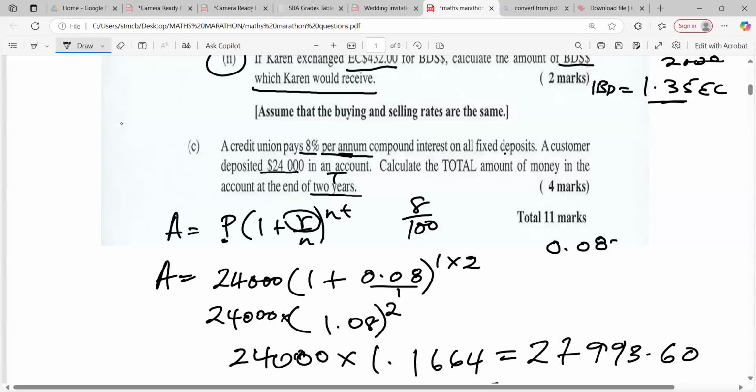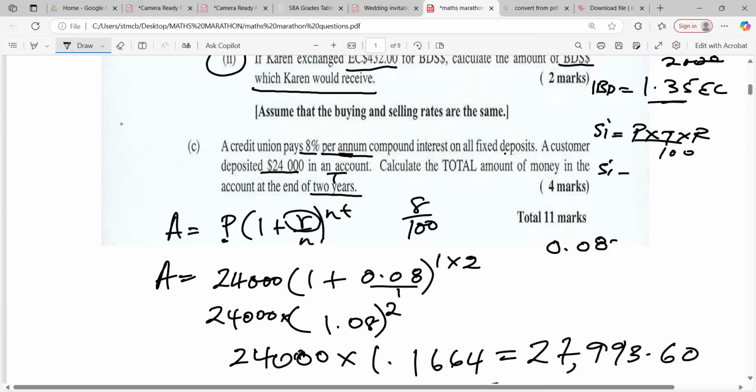Yeah. So this would have been the correct answer, because that's what I got the first time, as I did it myself. So it's $27,993.60. As I said, we could do it the other way, which is the simple interest way, but we'd have to add the interest on it. Because remember, it's compound, right?